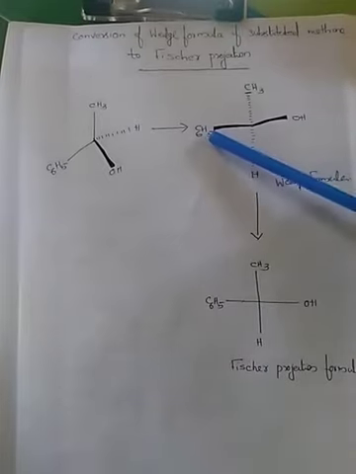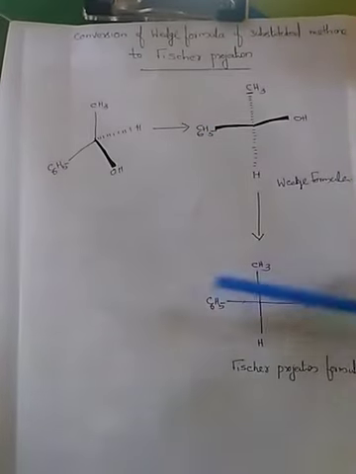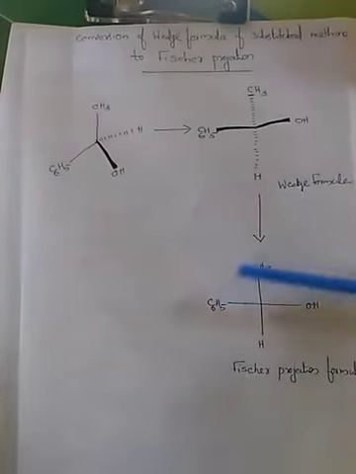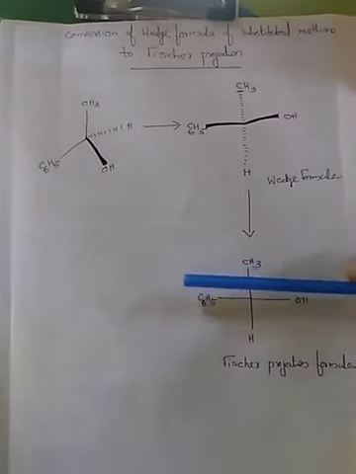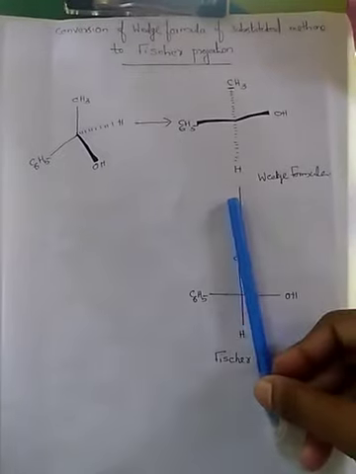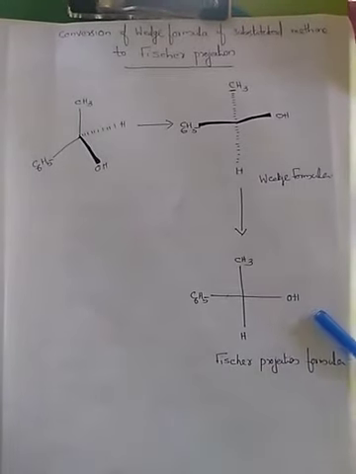So this C6H5 and OH come in the horizontal position. That is, they will be pointed towards us and this vertical line is pointed away from us. That's all.